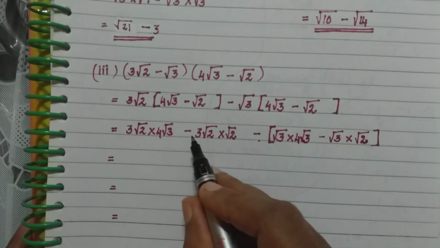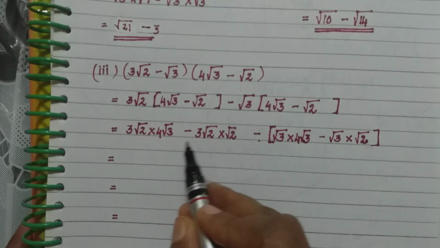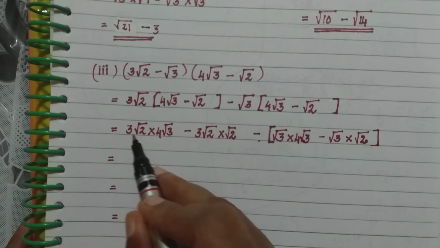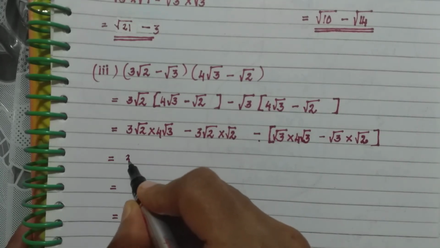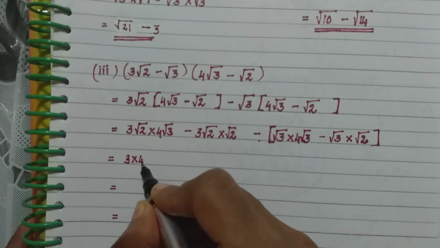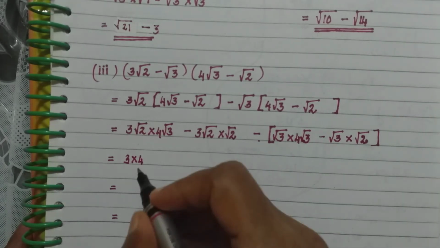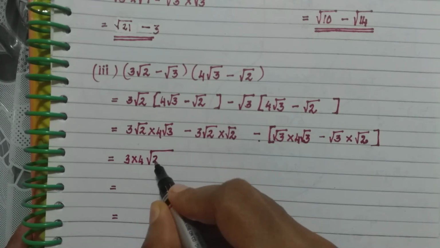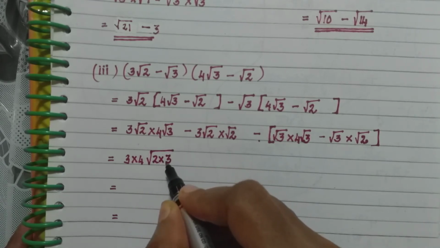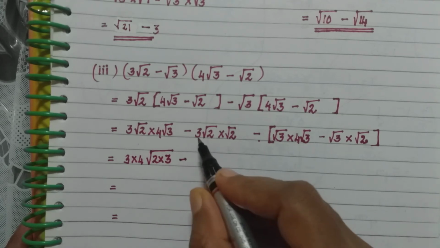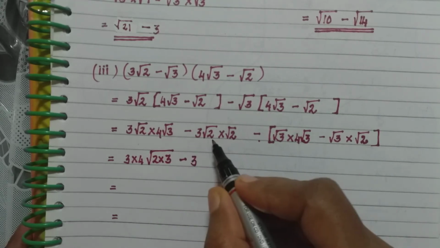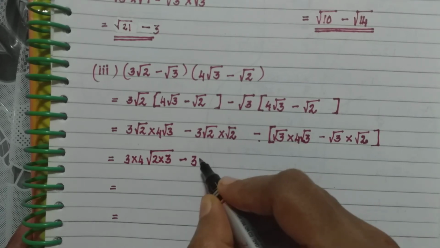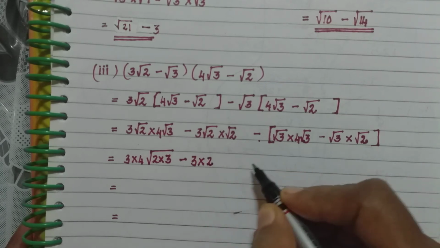Now let us multiply here. What is outside the bracket will multiply with themselves. So 3 into 4, 12 root 2 into 3, minus here 3 root 2 into root 2. Root 2 into root 2 we know is 2. So this will be 2.